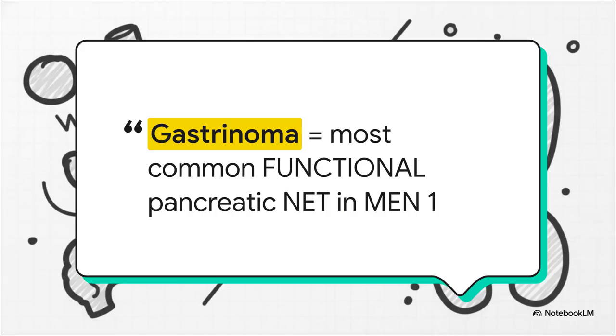Let's pause for a massive previous year question alert, because this specific distinction trips up test takers every single year. A gastrinoma, which drives Zollinger-Ellison syndrome with those brutal recurrent peptic ulcers, is the most common functional pancreatic NET in MEN1. But if the board question asks you for the most common pancreatic NET overall in MEN1, the answer shifts. It's a non-functioning tumor. Read the question super carefully, okay? Functional versus overall. Don't let them trick you.